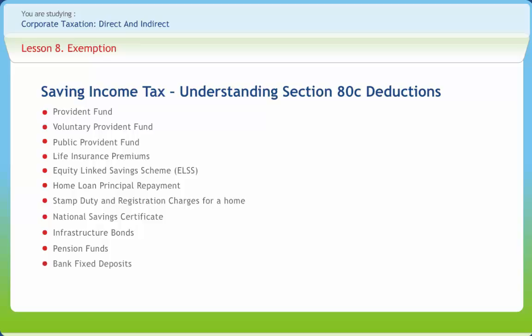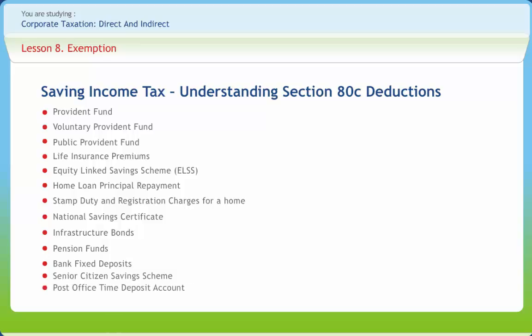Bank fixed deposits. This is a newly introduced investment class under Section 80C. Bank fixed deposits, also called term deposits, having a maturity of 5 years or more can be included in your Section 80C investment. Senior Citizen Savings Scheme (SCSS). SCSS is a deposit scheme specially meant for elderly citizens.